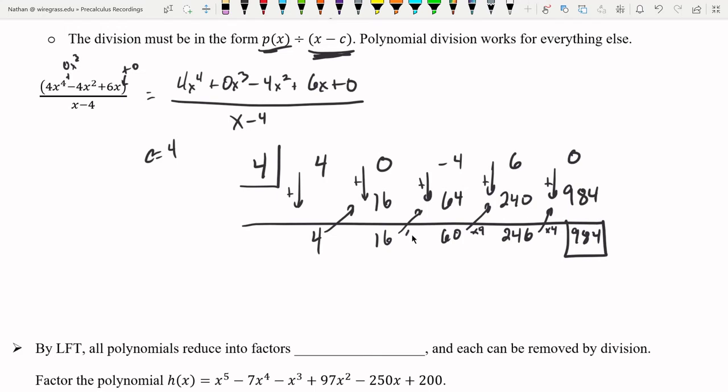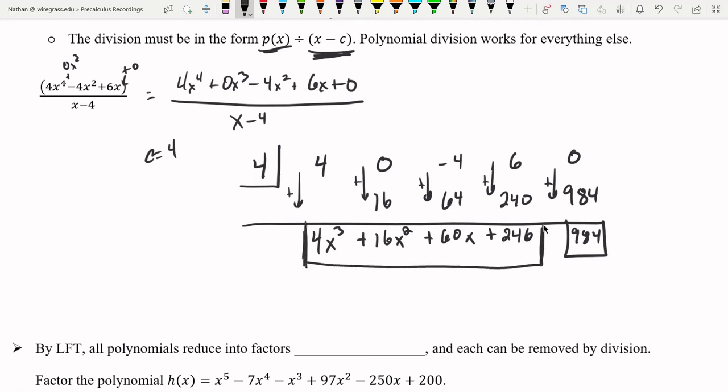The nice thing about synthetic division is that not only is it faster, it actually gives us the answer right off the bat. I'm going to remove these, multiply by 4, just to make it a little bit easier to see what I'm talking about. All I have to do is start with this term here, 246, and then go plus, and then add an x, then go plus, add the next power of x, plus add the next power of x. So our remainder is 984, and the remaining polynomial that we get from this division is this one here, 4x cubed plus 16x squared plus 60x plus 246.